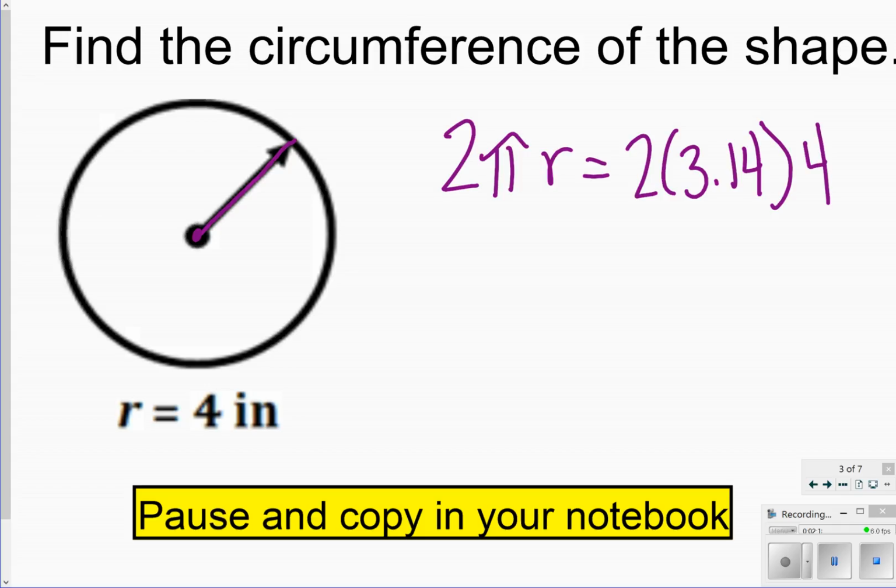So given that information, we want to use your calculator and calculate what this is going to be. And when we do that, you'll find that the answer is going to be 25.12 inches. And our units are just singular because it's a linear function. It's just going in a line. It's not covering the surface or anything or filling up space. So we don't need to add cubic units, square units, or anything like that. Go ahead and copy this information into your notebook.